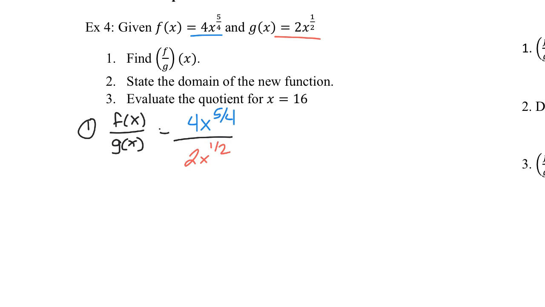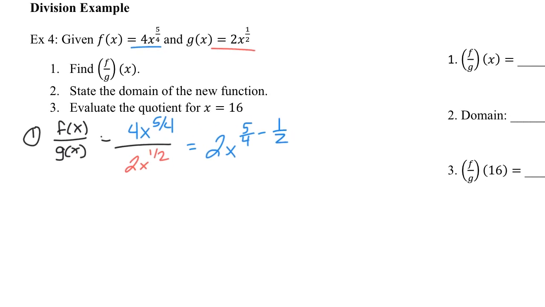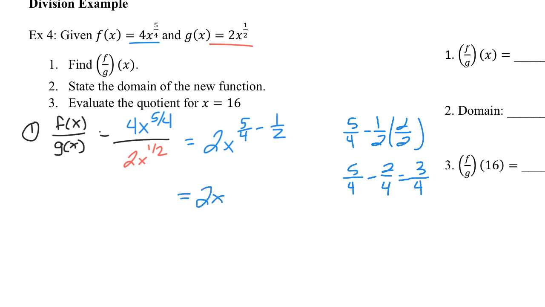Since these are already in exponent form, I'm going to use my exponent rules to simplify. Since they are divided, we're going to divide the coefficients. So 4 divided by 2 makes 2, but we're going to subtract the exponents. So it's going to be x to the 5/4 minus 1/2. Come to the side and do your fraction if you need to: 5 over 4 minus 1 over 2. Give them both common denominators. 5 minus 2 makes 3 over 4. So your final combined division of f and g will give you 2x to the 3/4 power.